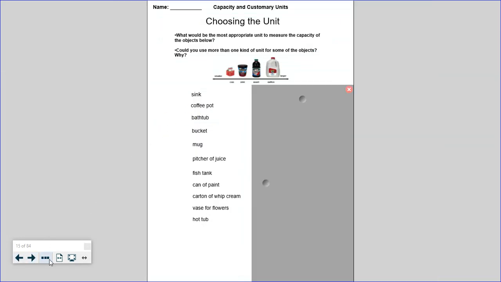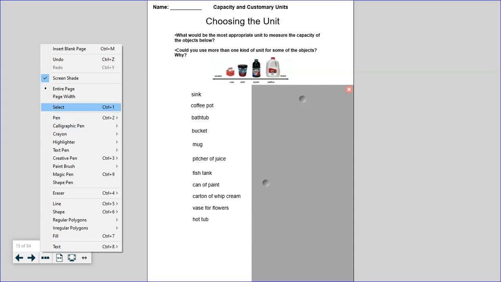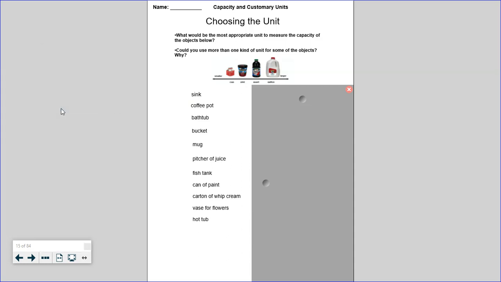So let's look at a couple more here. And I'm going to tell you that it's kind of harder to estimate with pints and quarts because they are so similar. If it's a small thing, we're going to use cups. If it's a big thing, we're going to use gallons. If it's a medium, we kind of just have to make a judgment call.